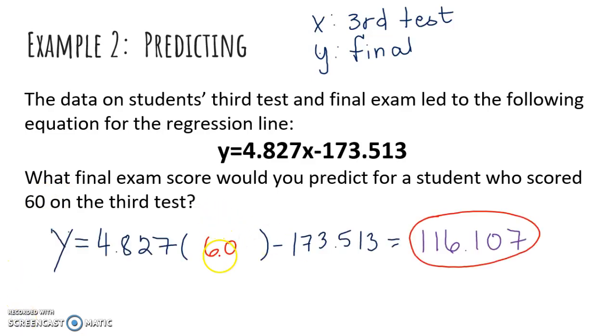Okay, so if you substitute 60 in for the X, because X is the score on the third test, and that's what they made on the third test, and we multiply 4.827 times 60 and then subtract 173.513, we get 116.107, and you might think, that makes no sense. How can you make 116.107 on a test? But if you will remember from the set of data that they gave us in the last presentation, this was out of 200 points. I believe that the third test was out of 80.